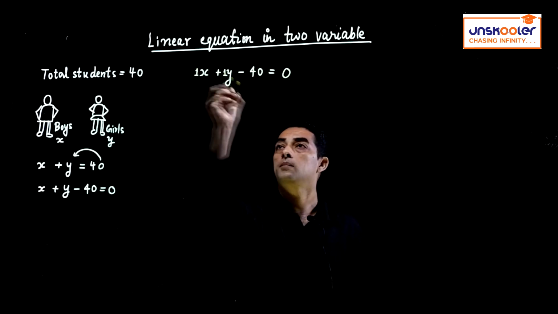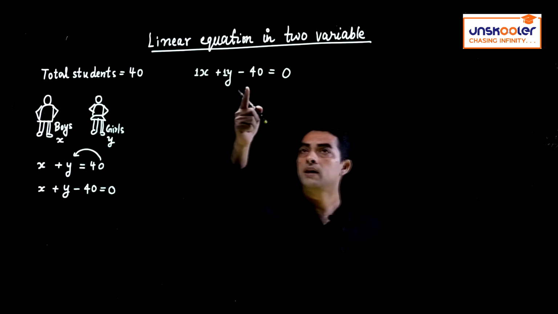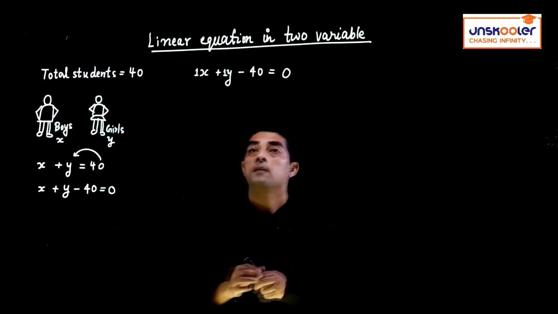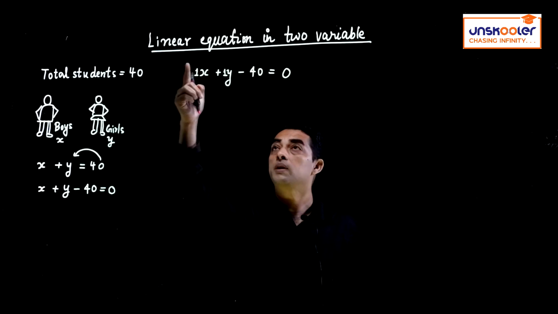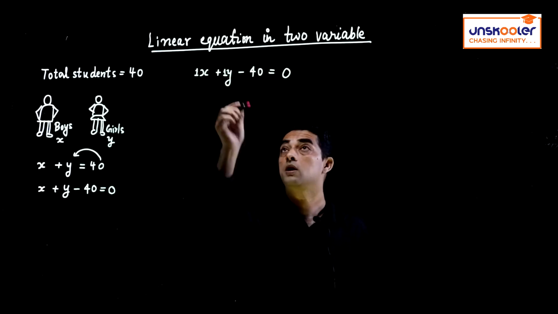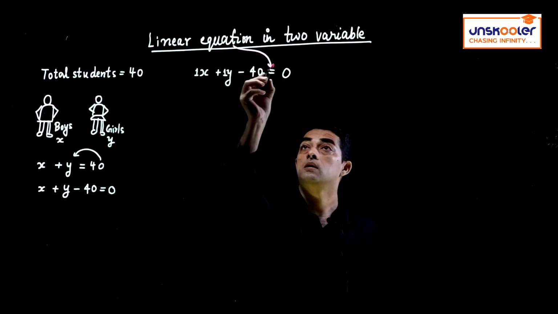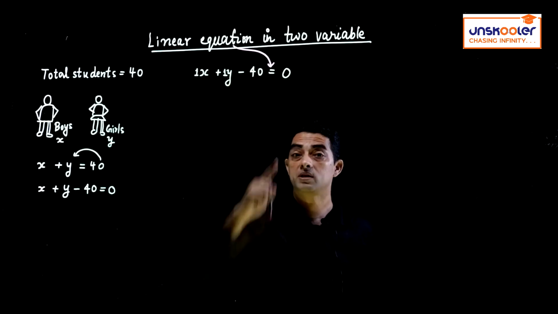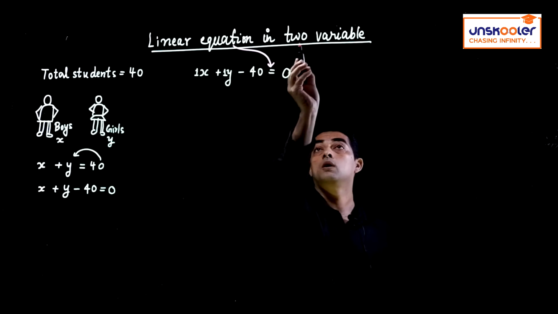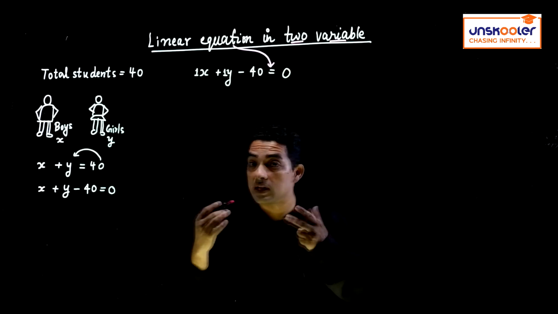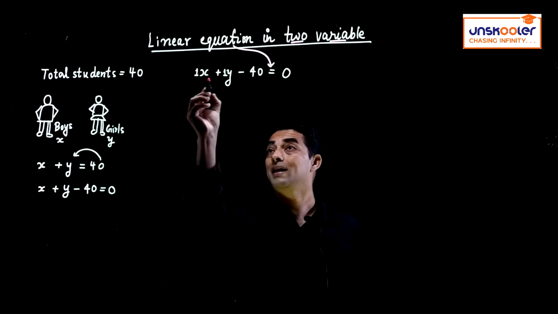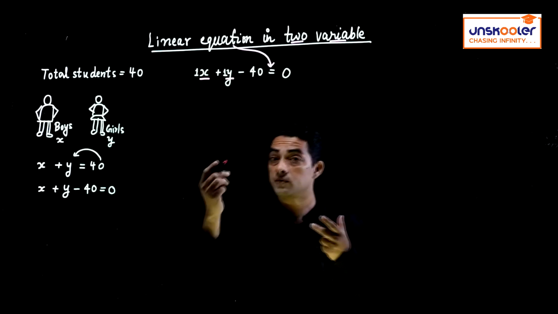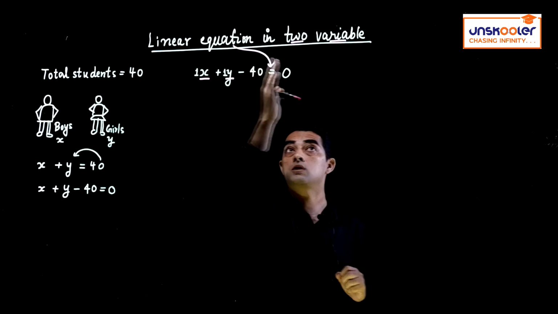Let's add 1 to them: 1x plus 1y minus 40 is equal to 0. Now, we have to understand one thing, because the topic is linear equation in two variables. It is called an equation because of this equal to sign. An equation means there has to be an equal to sign. Now the next thing, two variables. A variable is an alphabet. X and Y are the two alphabets, so those are variables. We have two variables. So equation in two variables is done.